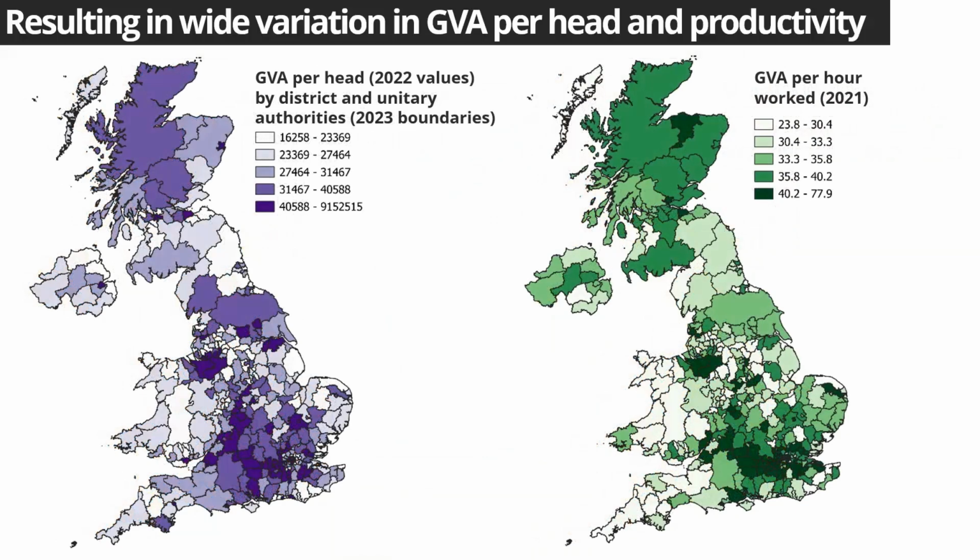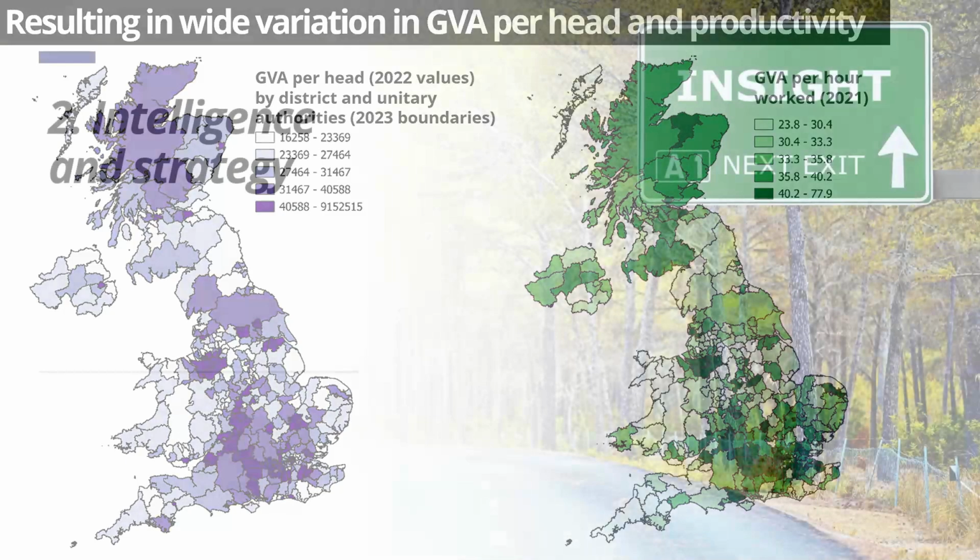So we've seen uneven growth rates, and this has led to uneven levels of economic prosperity, as measured by economic output per head, or GVA per head. On the map on the left, we can see massive disparities, with the lowest around £16,000 in GVA per head, and the highest being £9 million per head. There are also stark differences in productivity, as illustrated in the right-hand map, which shows GVA per hour worked.